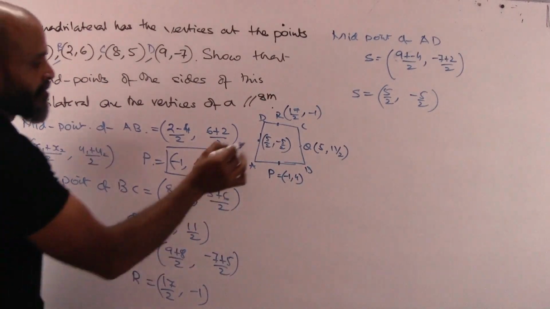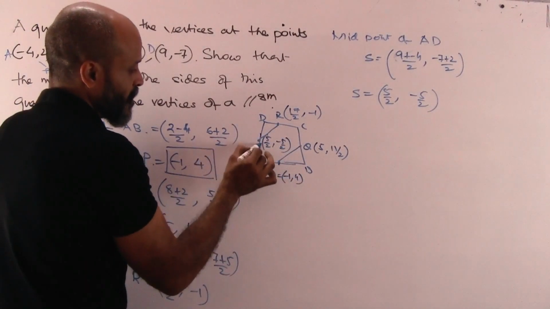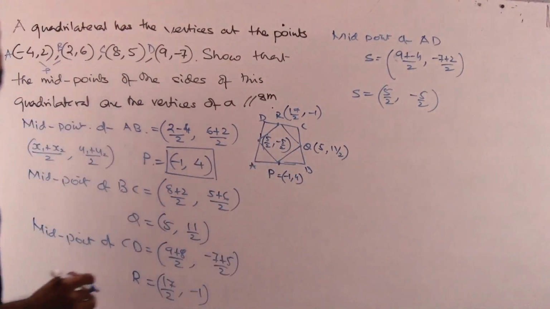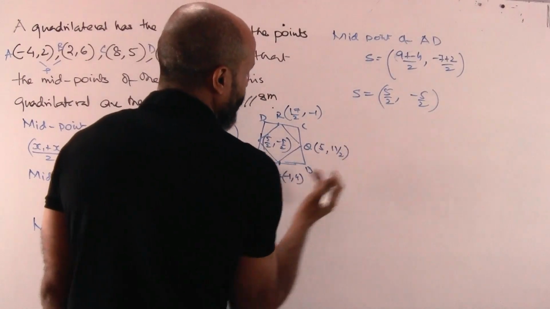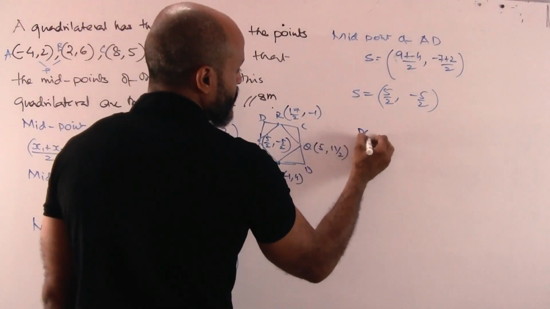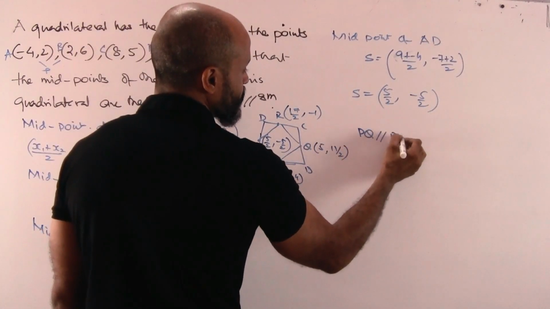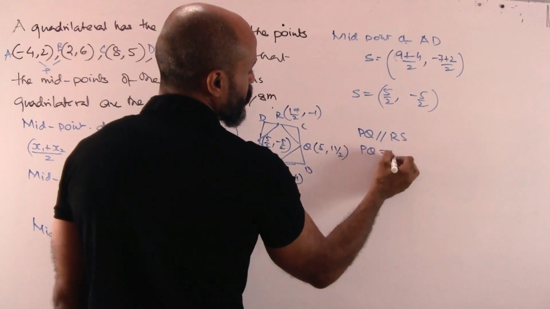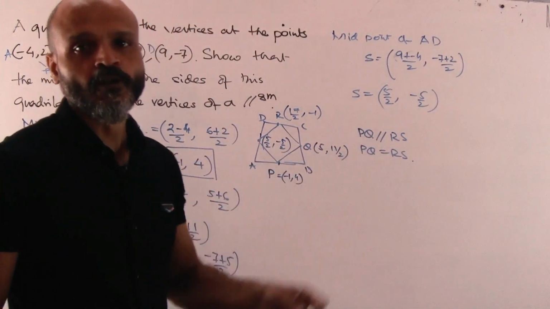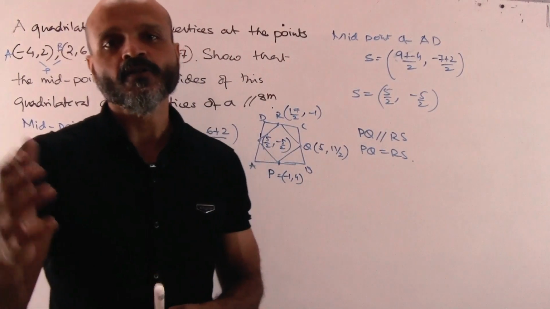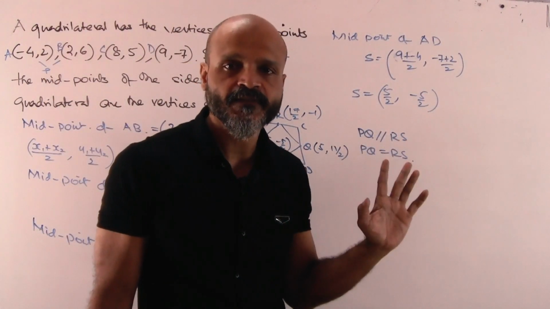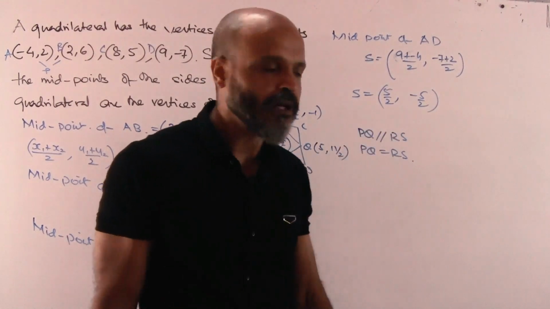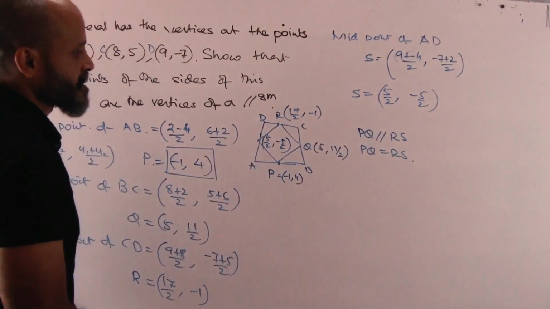Okay. So now if we join all these P, Q, R and S, we have to prove that this is a parallelogram. How will we prove this? In order to prove a parallelogram, what can we do? PQ is parallel to RS and PQ is equal to RS, right? If we prove that two sides of a quadrilateral are parallel to each other and they are equal to each other, that will be a sufficient condition to prove that PQRS is a parallelogram. So let's first find it out.